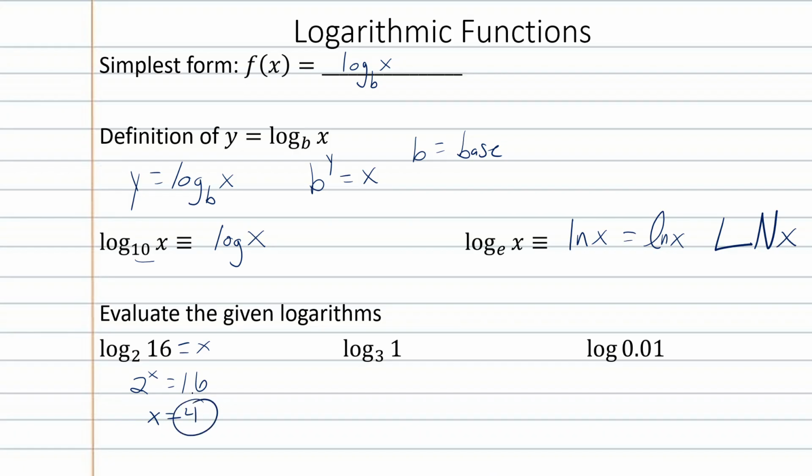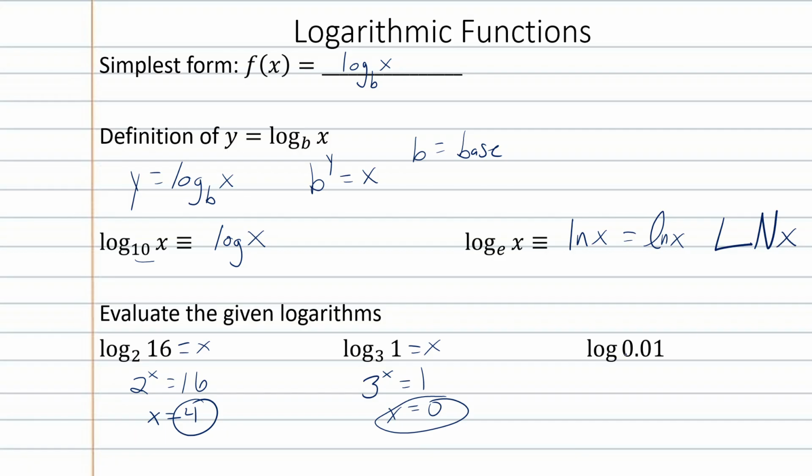So my answer would be 4. 2 to the 4th power will give me a 16. So log base 2 of 16 is 4. You can type that in your calculator, and it'll also evaluate it to 4. We're trying to do it by hand. Let's do this next one. All right. Log base 3 of 1 equals X. So this means 3 to what power equals 1? Well, how about 0? Anything with the 0 power is 1. So here my answer is just 0.